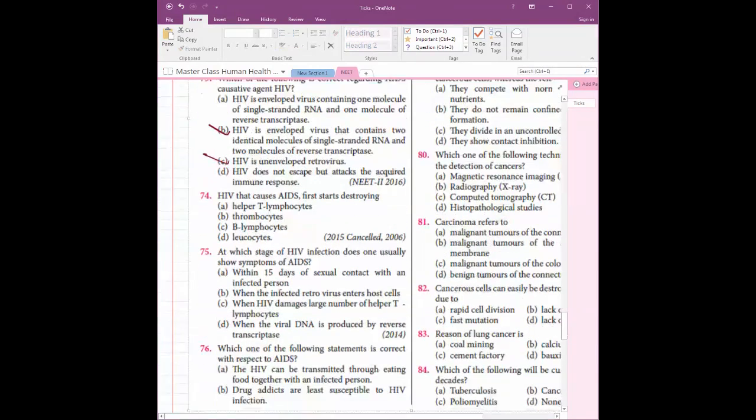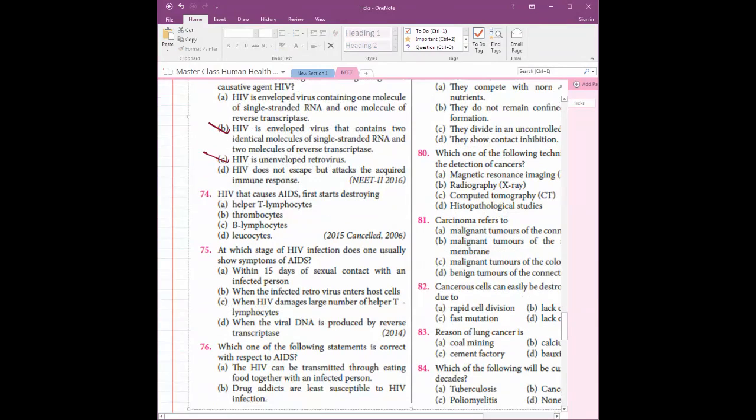Okay, HIV that causes AIDS first starts destroying. Yes, guys, what do you think? It first starts destroying the CD4 T cells. CD4 T cells are actually your T lymphocytes. So keep this in mind, guys. Very, very important. CD4 T cells.